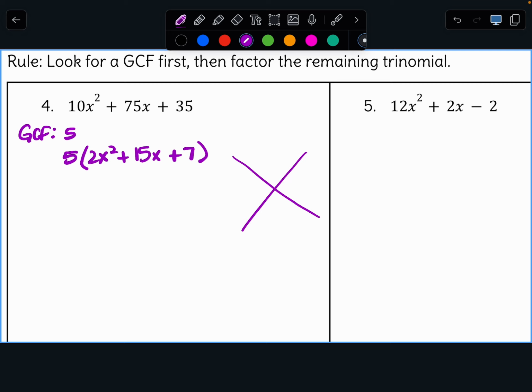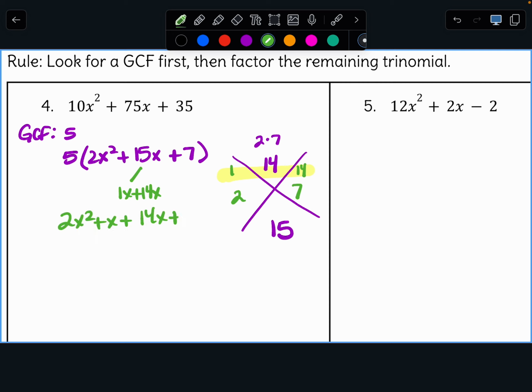And then we say that this needs to be 2 times 7, which is 14. And it needs to add to be 15. So that's 1, 14, 2, and 7. The ones that add are those. So I rewrite this as 1x plus 14x. So I get 2x squared plus x plus 14x plus 7.